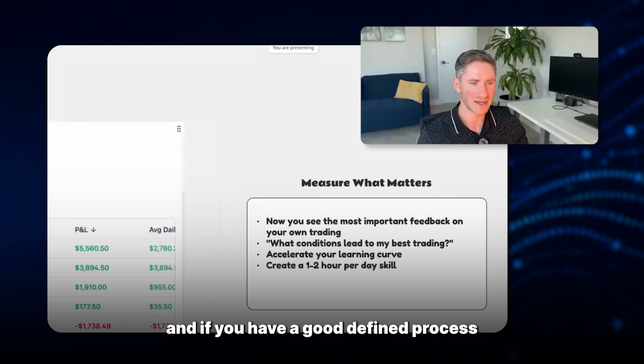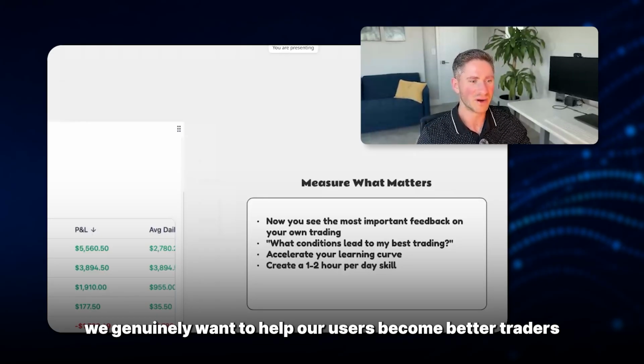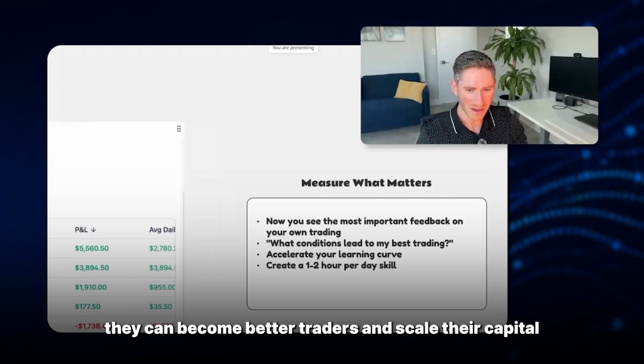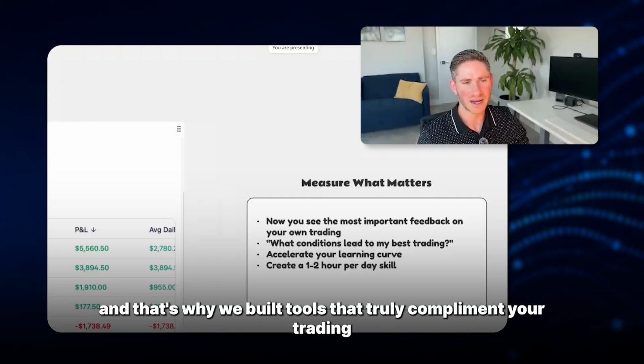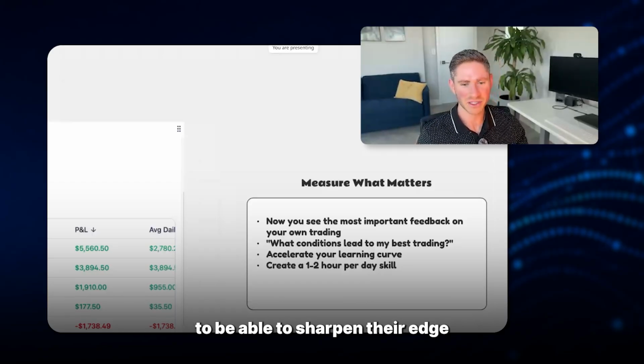And if you have a good defined process and you've mastered your mindset, then that's all you need to become a profitable trader. And at EchoTrader, we genuinely want to help our users become better traders. That's why we built the platform. They can become better traders and scale their capital. And that's why we built tools that truly complement your trading. It's built for beginners and experts alike to be able to sharpen their edge.